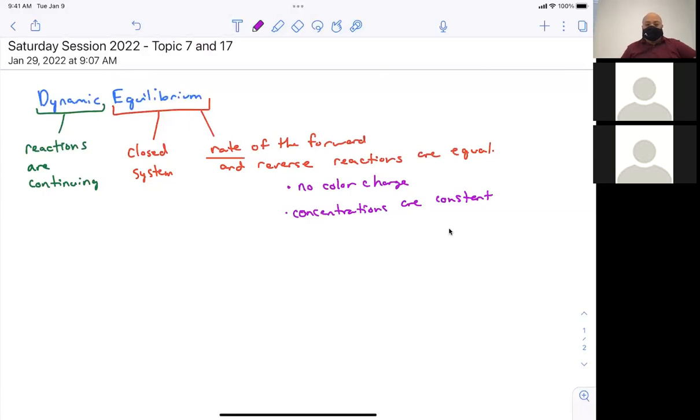And so these things in purple are things you might observe that are occurring in an equilibrium, but they're an effect of equilibrium, not the definition of equilibrium. Okay, so if you're stating or explaining why a system's at equilibrium, you need to talk about the rate of the forward and reverse reactions being equal. Okay.